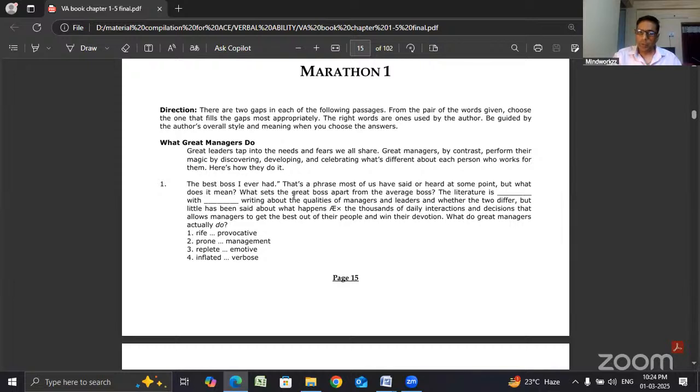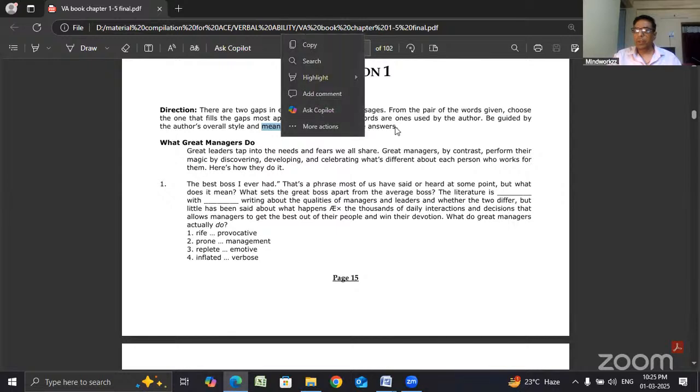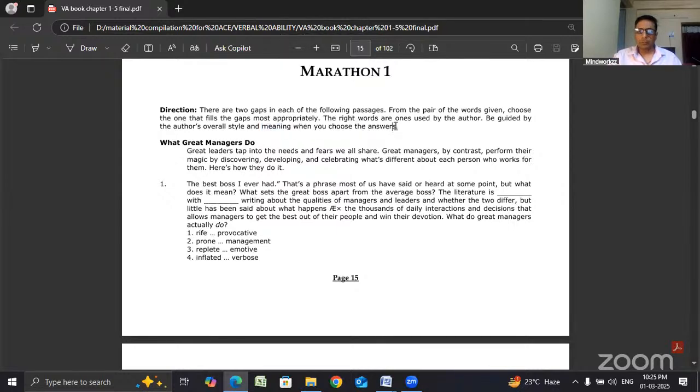When they gave you a question like this, look at this, they are telling you very clearly: the right words are the ones used by the author. So don't contest the answer. Right words will be considered the words as given by the author. Then they make it very clear: be guided by the author's overall style and meaning when you choose the answer. Again, this meaning, meaning is understanding, comprehension. Am I clear? So let us start working on this.